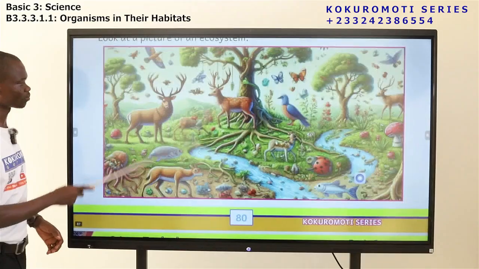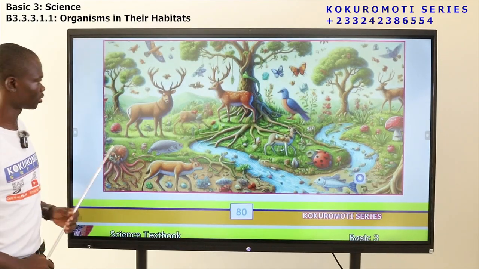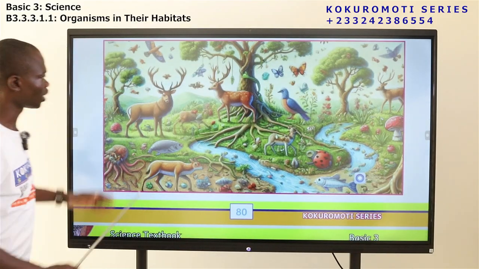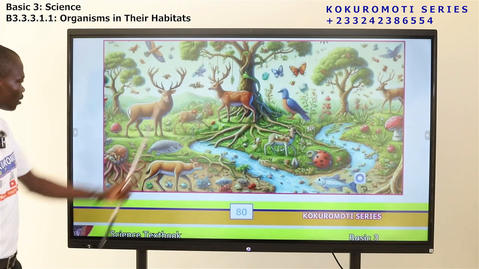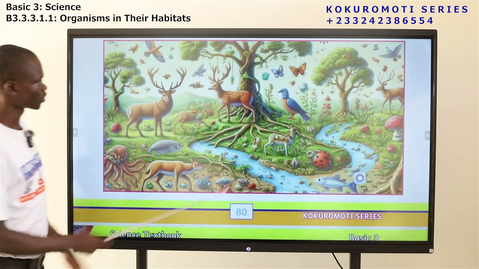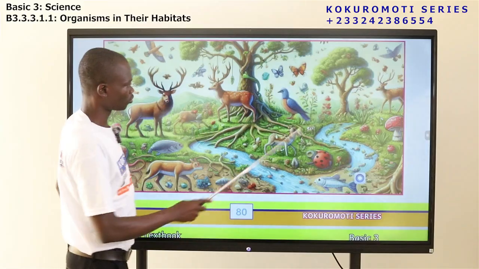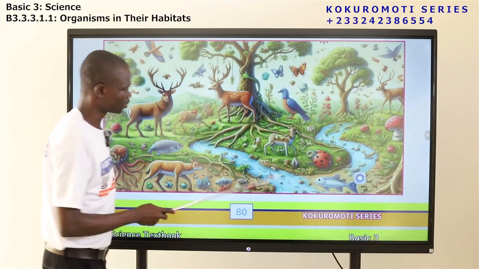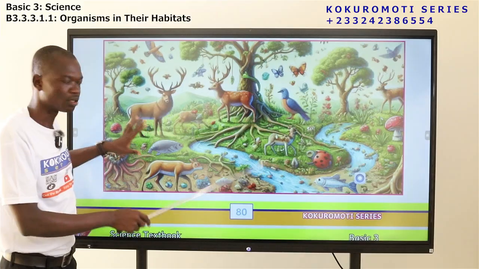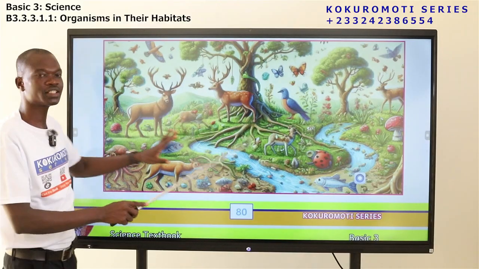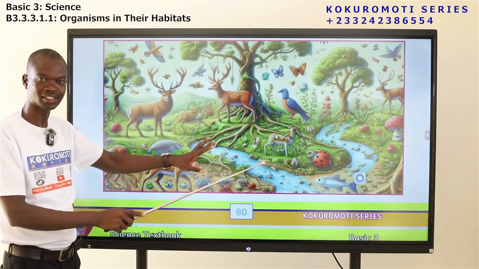So now let's look at something here. If you look at this picture carefully, what do you see? We have different animals here, and then we have plants. Look at this animal. Look at this animal. We have trees here. We have land. We have water body. So this is an ecosystem, because we have different animals or living things living in different habitats.